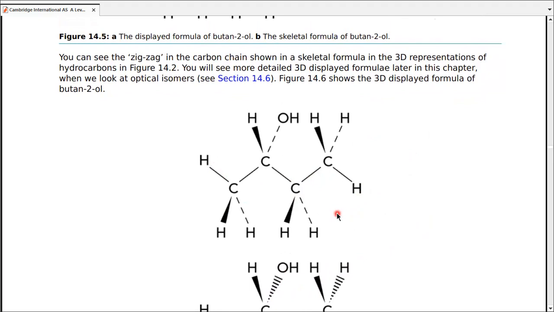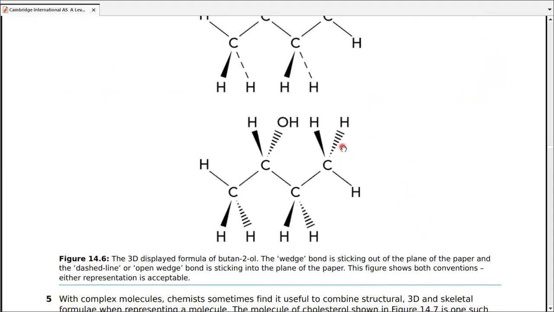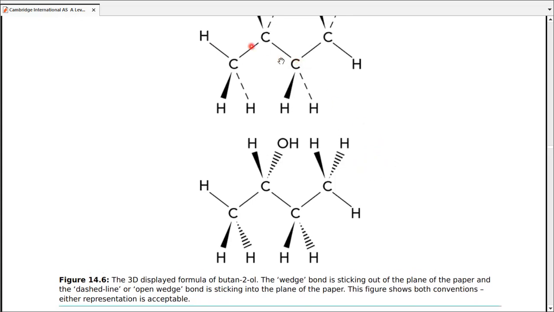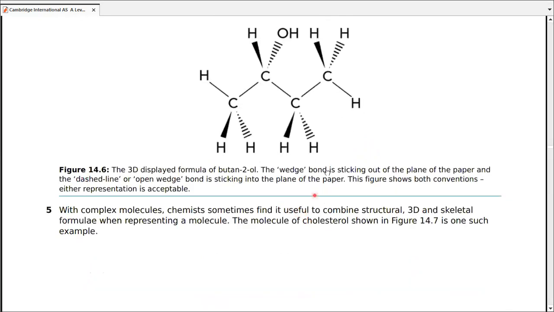3D displayed formulae, we are going to discuss them, along with optical isomers, in the same chapter. We're going to discuss how that works, what the dotted line or what the wedge line means. Dotted lines can sometimes also be shown as dashed lines. Both are acceptable. These are known as dashed lines. These are known as dotted lines. Both mean the same thing. Both conventions are acceptable, right?